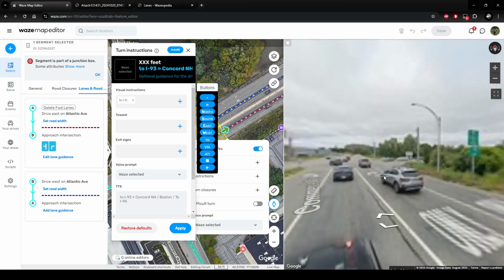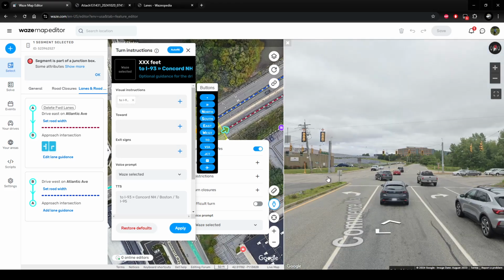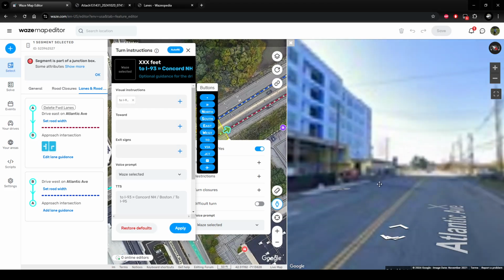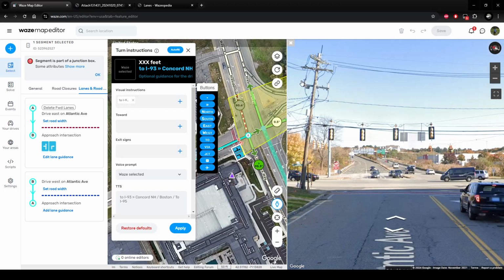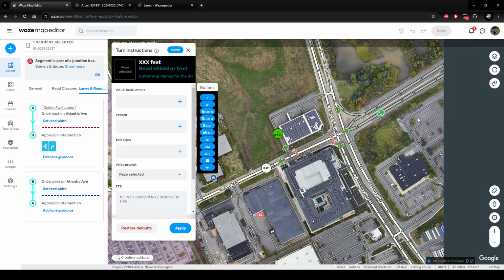And let's just take a look. Concord, New Hampshire, 93 to I-95. That's the signage. You probably won't see it. Massachusetts isn't always great about signing it straight across, but we do want to warn users what's coming ahead. So we've got to zoom out a little bit here.